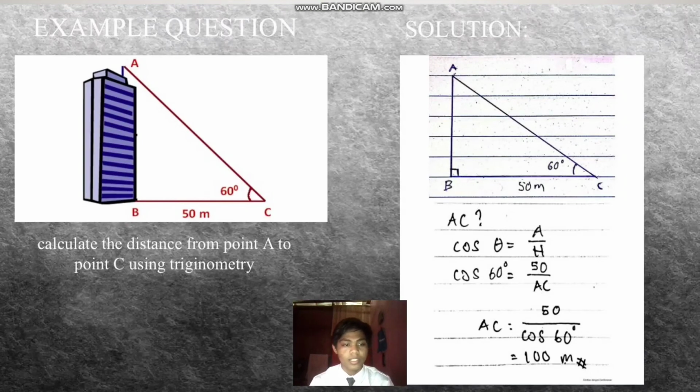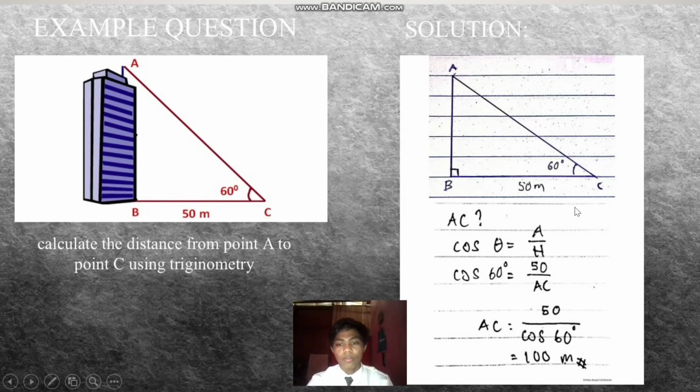Next question: calculate the distance from point A to point C using trigonometry. We use the same diagram here, but a different question. The solution for this question: we already drew the triangle, and we are going to look for AC, or the hypotenuse.